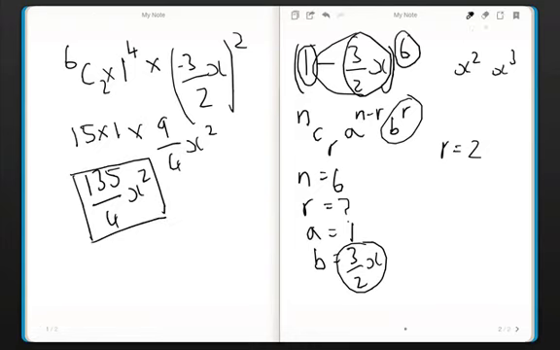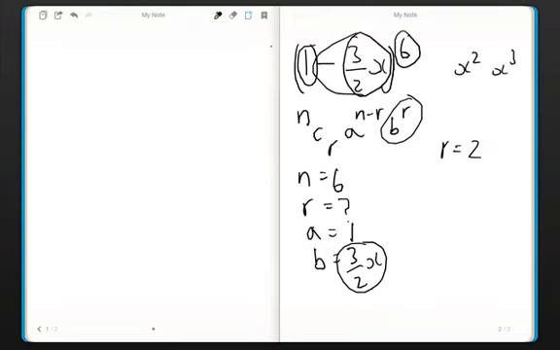Let's clear this page. Let's now find the x cubed term. According to our general formula written here, we need an x cubed term. Therefore, we need this b term to be cubed. Since the a term does not have any x, we don't have any problems with that. So our b term has to be cubed.